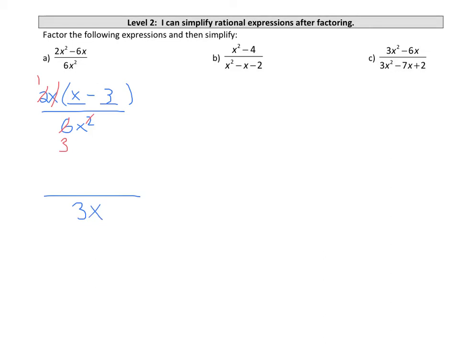I don't need to write the 1 in front, so just an x minus 3 on the top. And that's as far as I can go. That's my final answer.